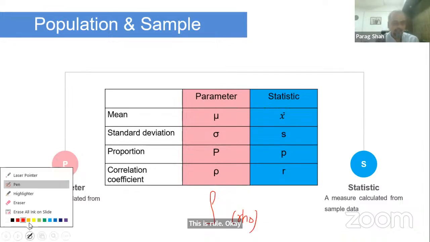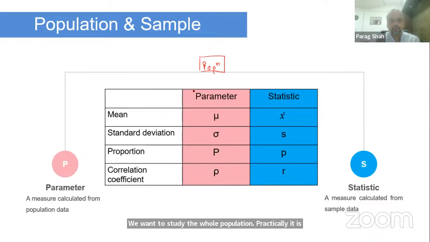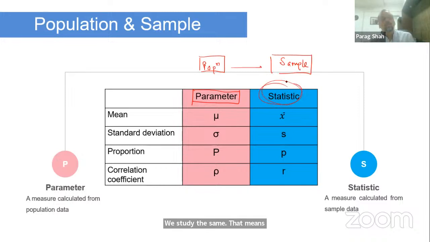So what is happening now? I'll talk about it in real terms. We actually want to study the whole population. We want to study the whole population. But practically it is not feasible. That means we want to actually find out the value of the parameter, but practically it is not feasible. So what we do, we take a sample. We study the sample. That means we calculate statistics. Once we get the answer, we conclude that it will be the answer for the whole population also.